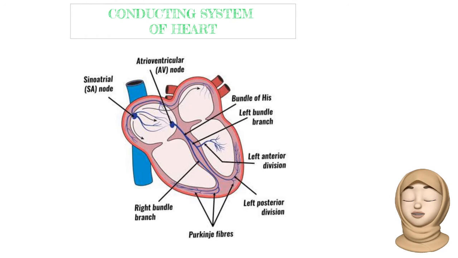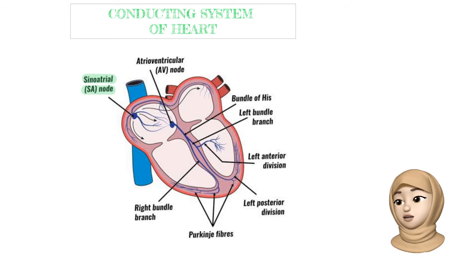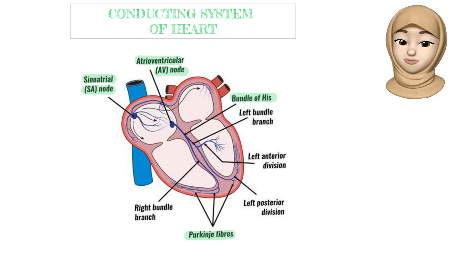We are lastly going to discuss the structure of the conducting system of the heart, which consists of 5 things. It consists of your sinoatrial node, which acts as a pacemaker, your atrioventricular node, your atrioventricular bundle or your bundle of His, and your Purkinje fibers, which is the 5th thing.